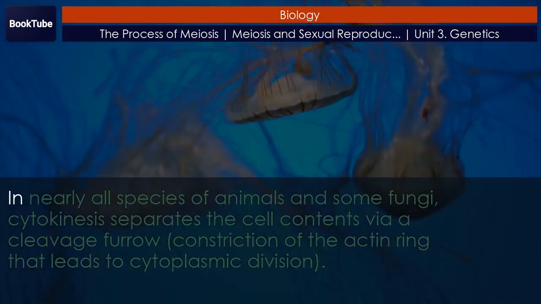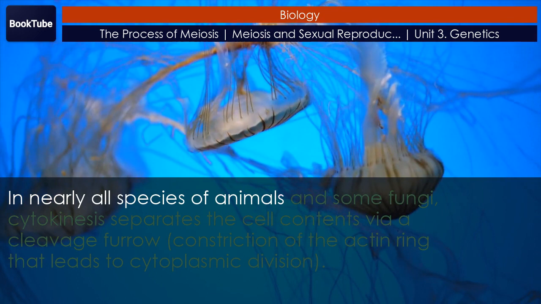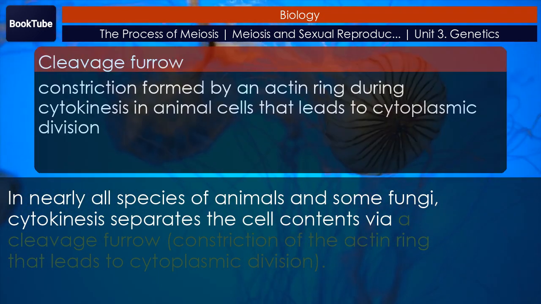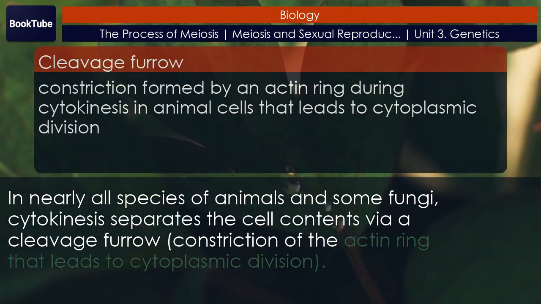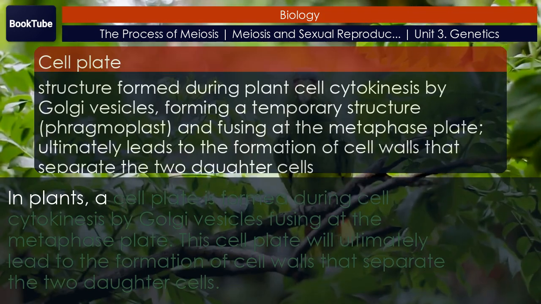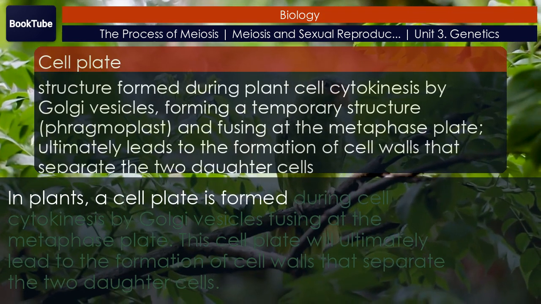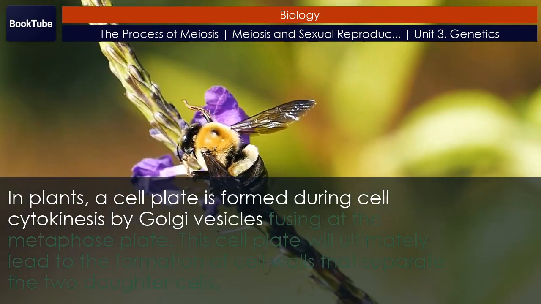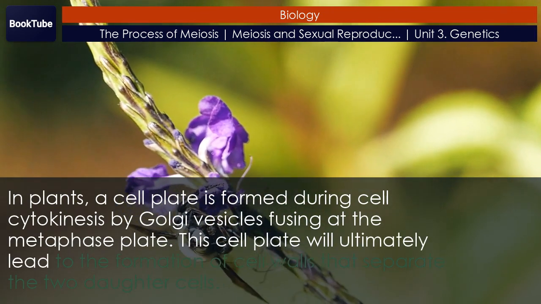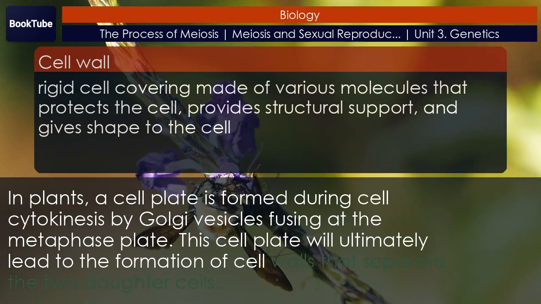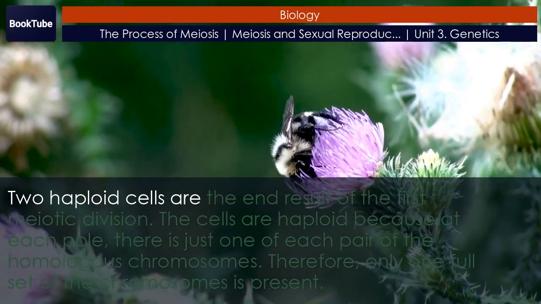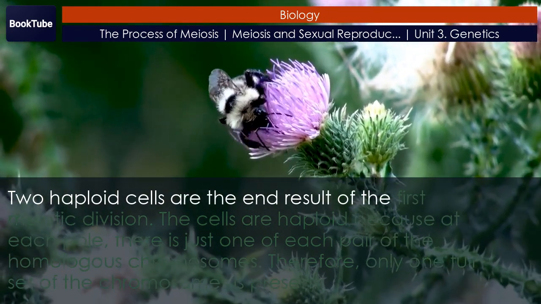nuclei. In nearly all species of animals and some fungi, cytokinesis separates the cell contents via a cleavage furrow, constriction of the actin ring that leads to cytoplasmic division. In plants, a cell plate is formed during cytokinesis by Golgi vesicles fusing at the metaphase plate. This cell plate will ultimately lead to the formation of cell walls that separate the two daughter cells. Two haploid cells are the end result of the first meiotic division.